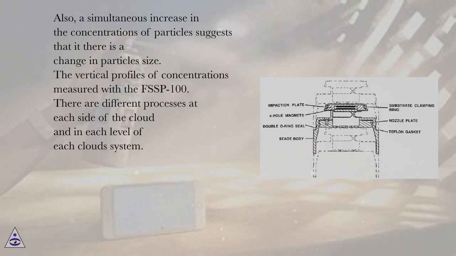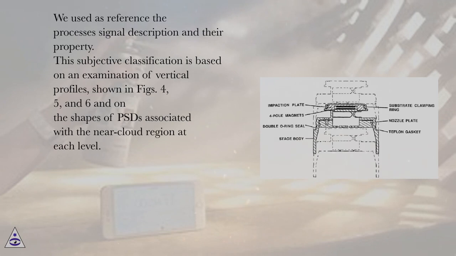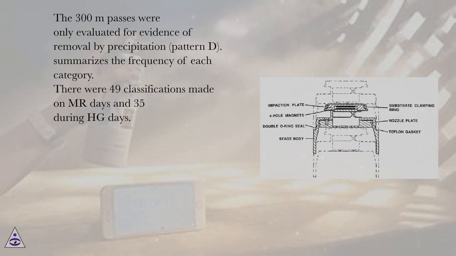The vertical profiles of concentrations measured with the FSSP 100. There are different processes at each side of the cloud and in each level of each cloud's system. We used as reference the processes' signal description and their property. This subjective classification is based on an examination of vertical profiles, shown in figures 4, 5, and 6, and on the shapes of PSDs associated with the near cloud region at each level. The 300 meters passes were only evaluated for evidence of removal by precipitation. The table summarizes the frequency of each category.